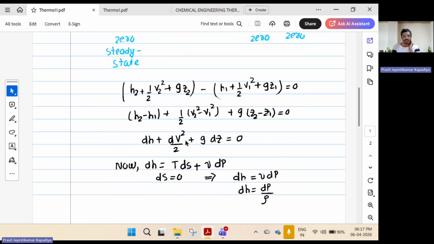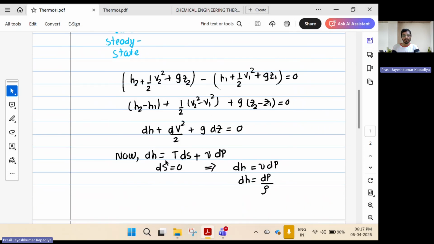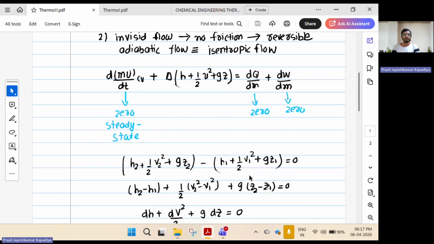Okay, so we have this term dH is equal to T dS plus V dP. If we are considering this inviscid flow, so no friction, meaning there is no entropy change. So dS is equal to 0. So dH is equal to V dP. So V, the molar volume, I can write as 1 upon rho, correlating it with density. So dH is equal to dP by rho.